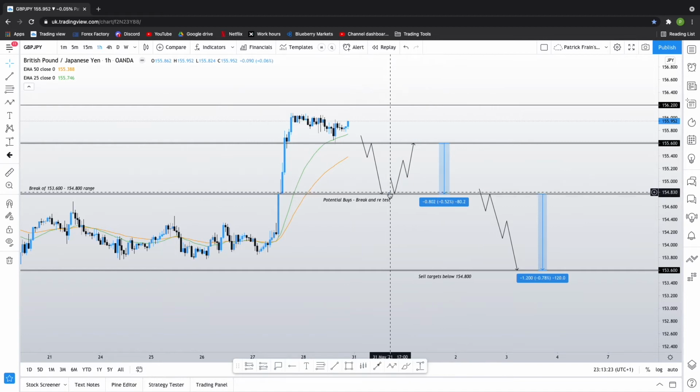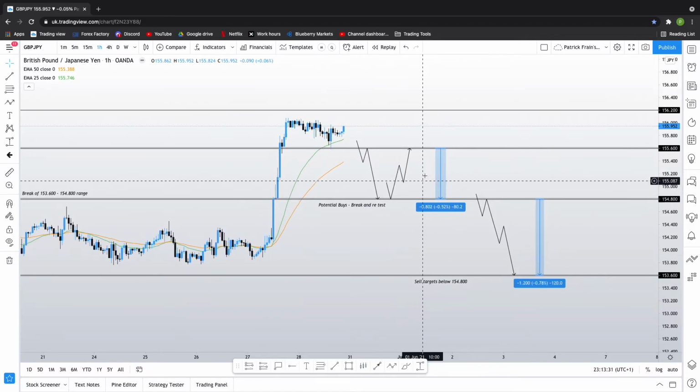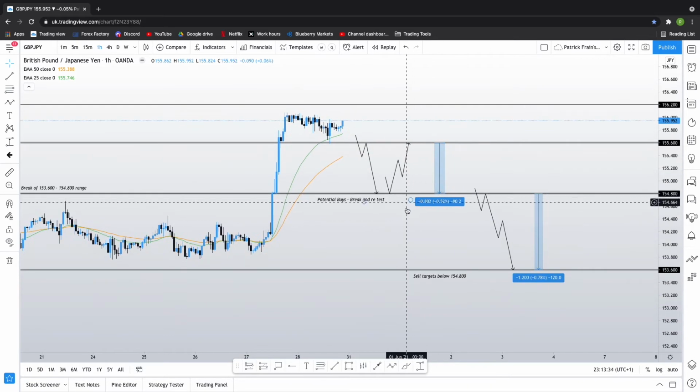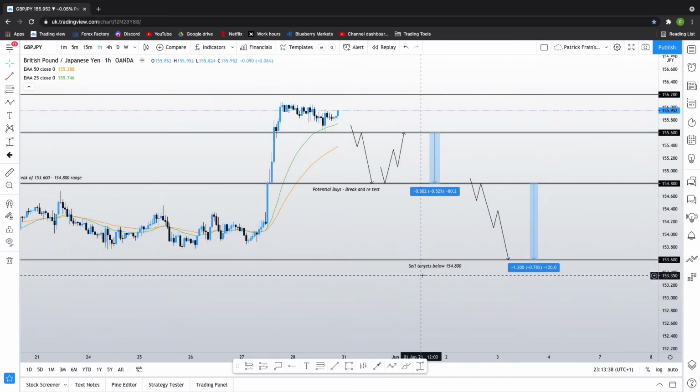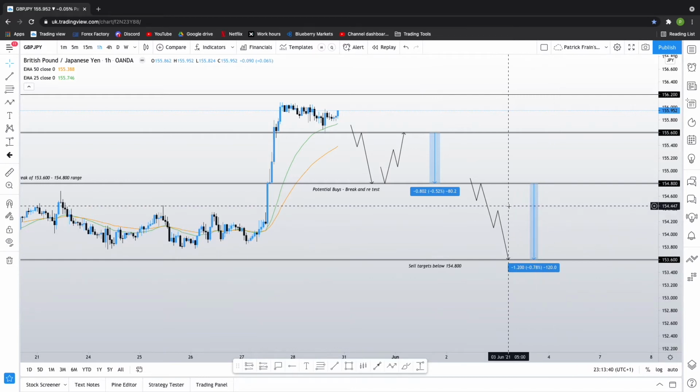If we do get to this level, I will be looking for wick rejections off this level and for this level to act as support, and then I will be looking for buys off this level back up to our highs. However, if we do break through this level, we do have the potential to move back down to our last lows at 153.600, which is around 120 pips.